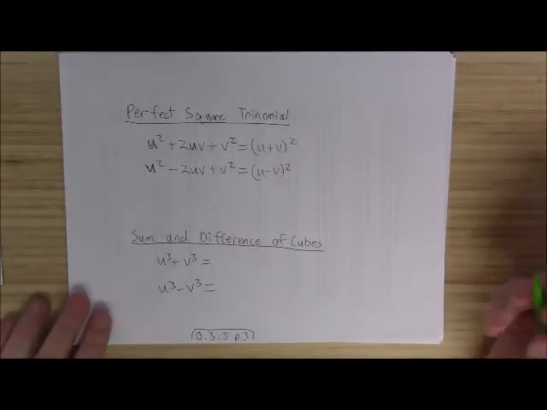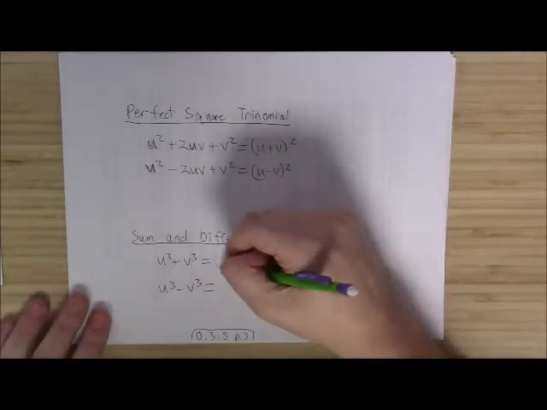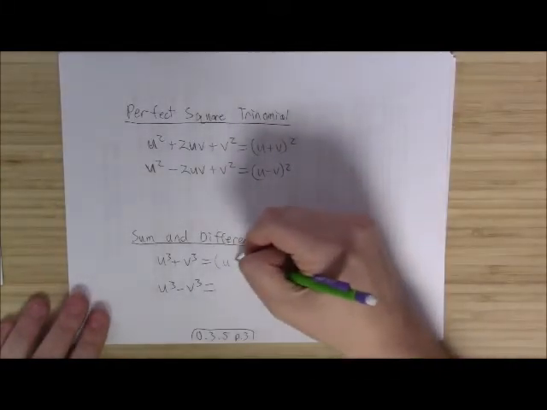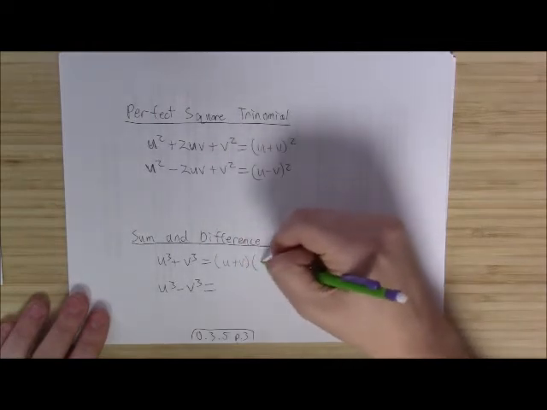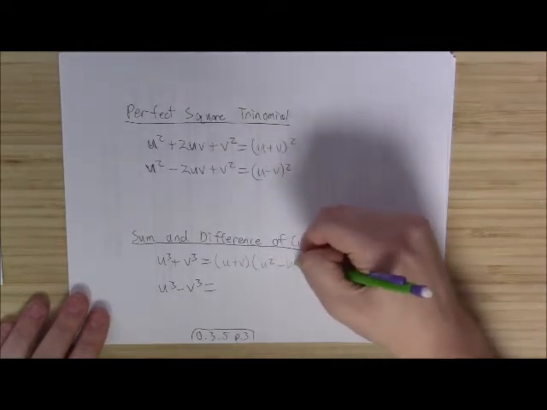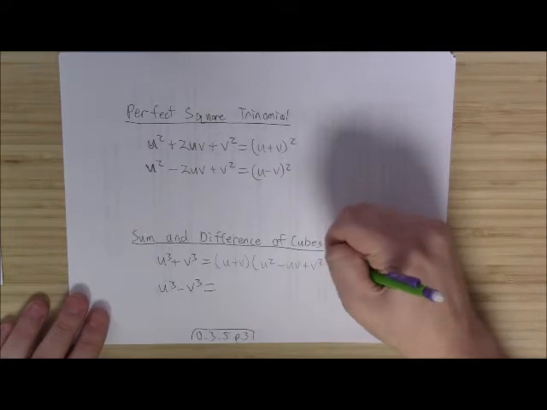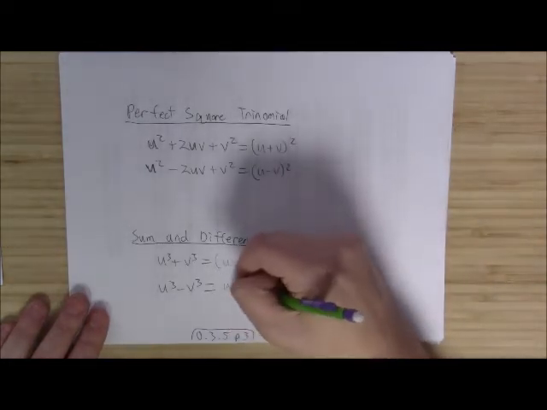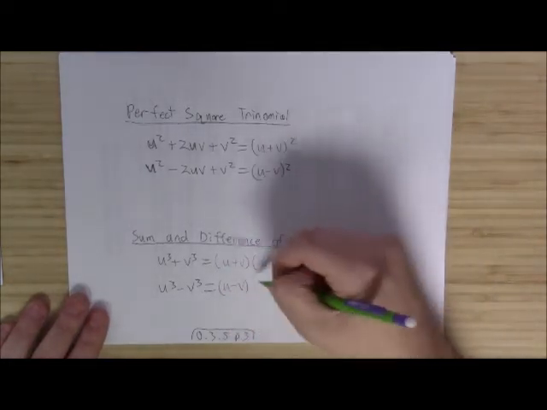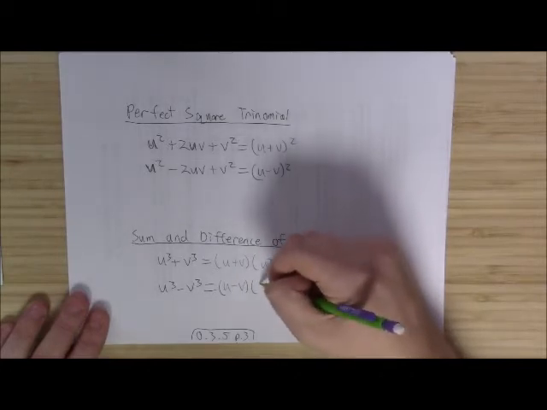You can check this by foiling out, but what it's going to end up being is u plus v times u squared minus uv plus v squared. And here we swap the signs.